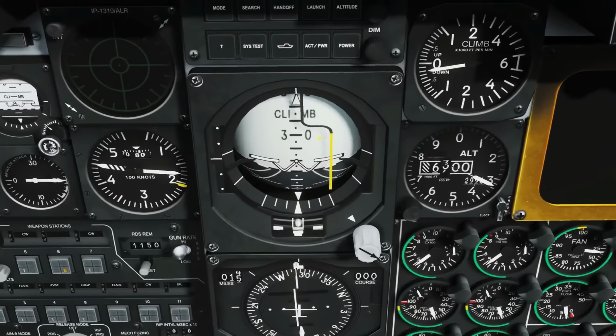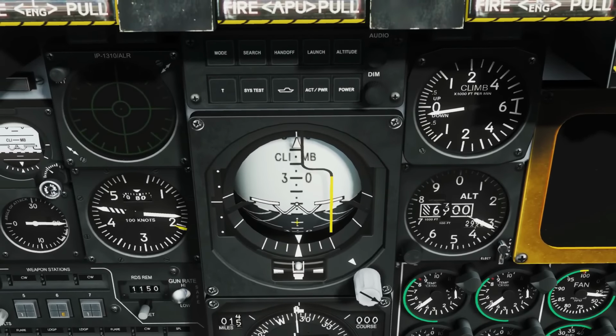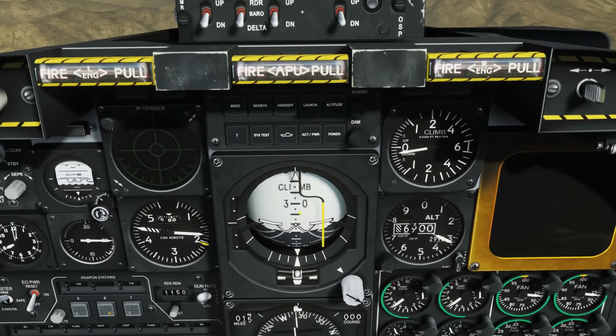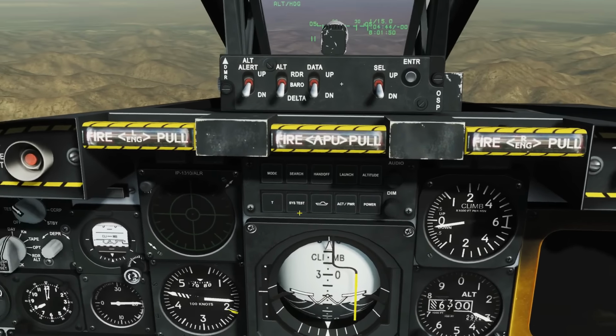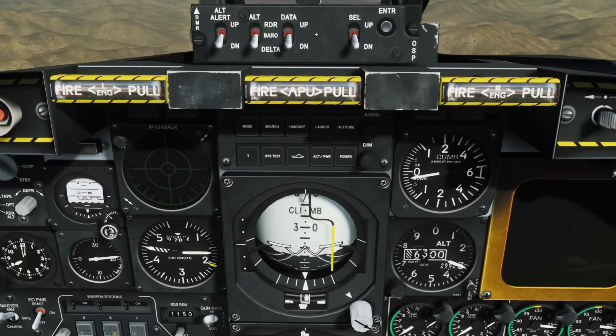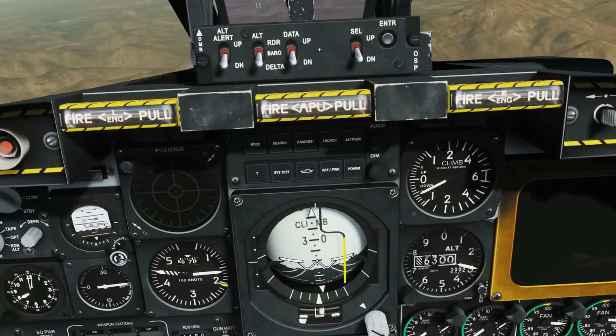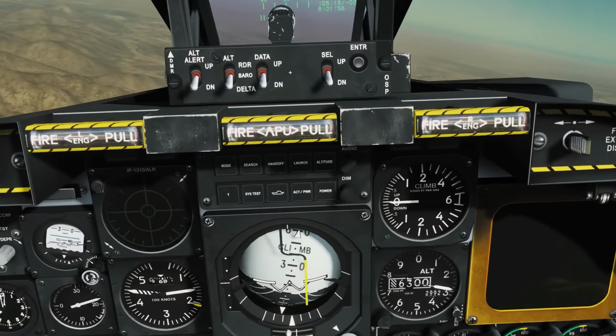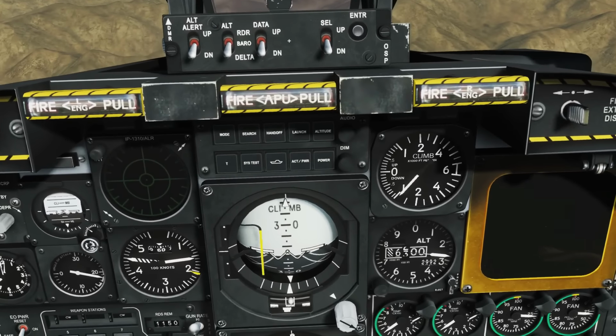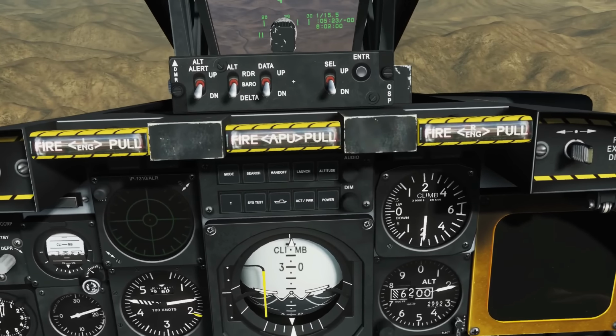Okay, next, our primary ADI or artificial horizon. This tells us whether we are wings level. Well, what I'll just show you, if we are, no, I can't because I've got my autopilot on, so turn autopilot off. If we are wings rolled, if we are aiming up, if we are aiming down. So it tells us our attitude, basically.